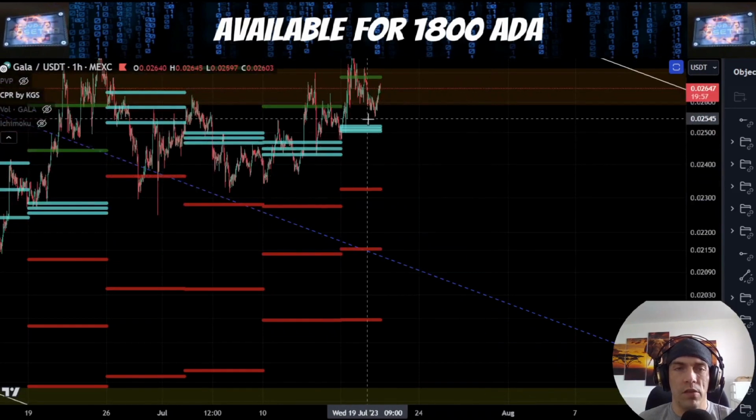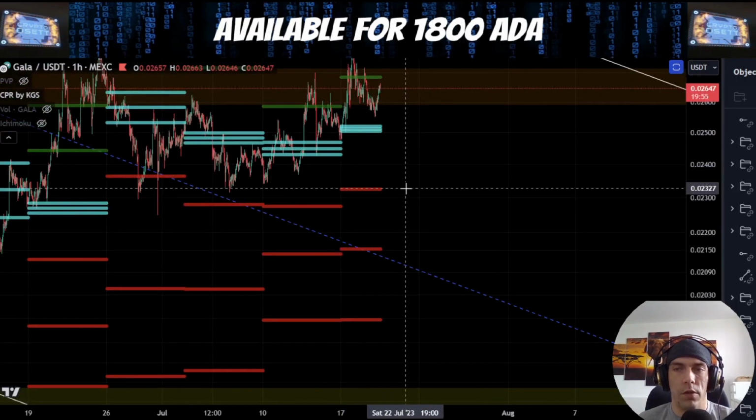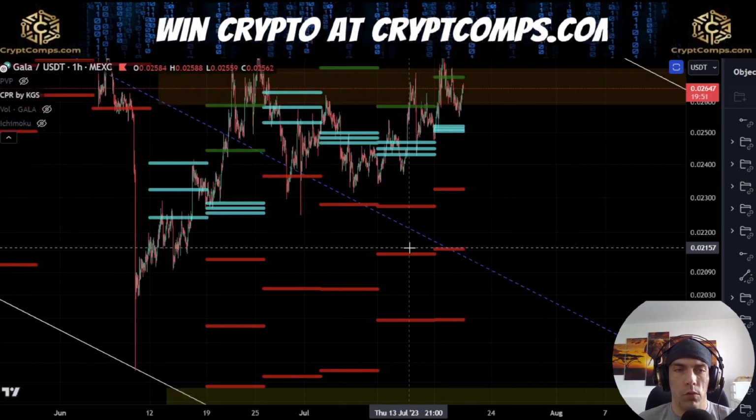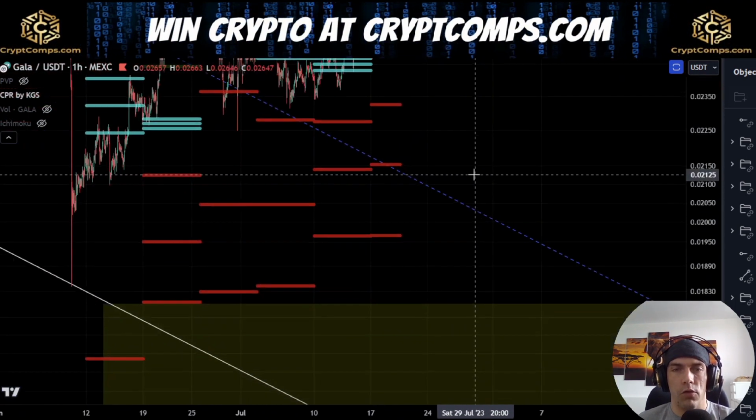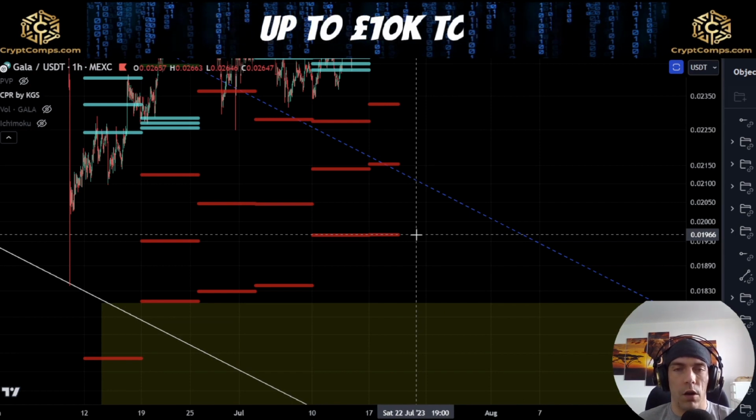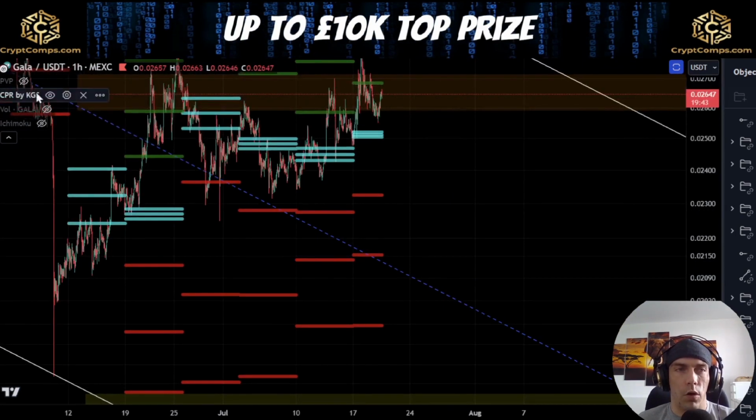Now, if we do lose these central lines, possible downside targets for this week is this 23.27. We have this 21.57, which will also align with coming back into our central channel here, which would be quite interesting. And then we also have this 19.66 lower down here as a possible target for this week.